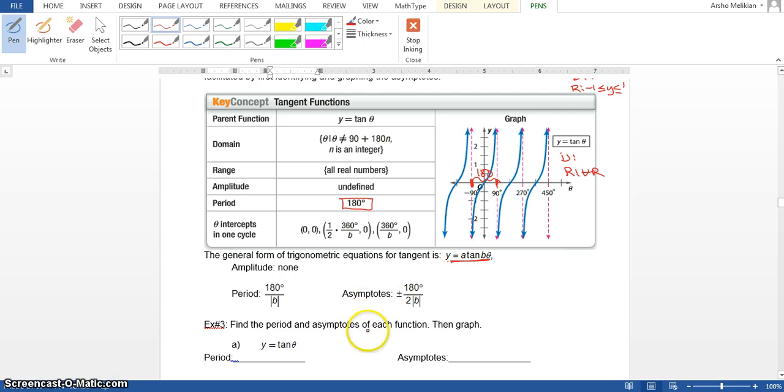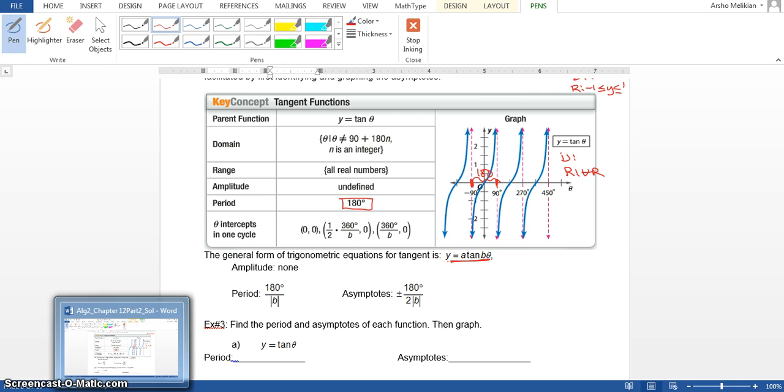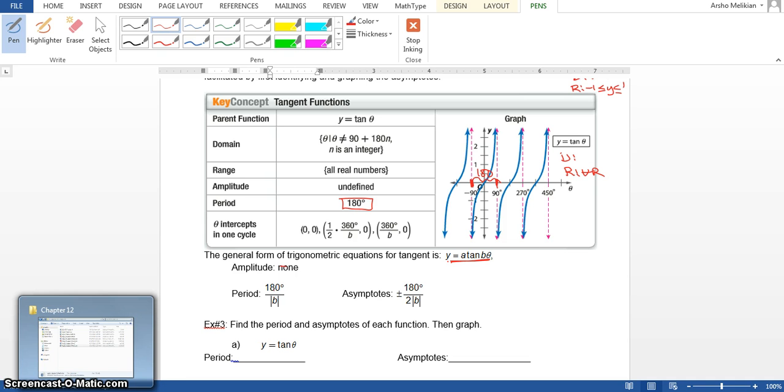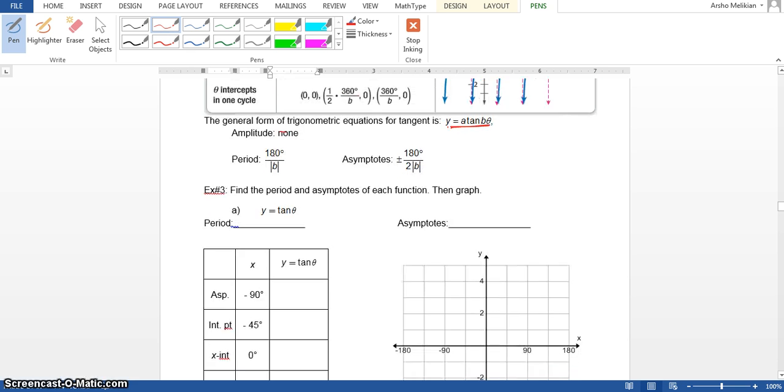The asymptotes are going to be plus or minus 180 over 2B. And I'll show you exactly how that works. And we don't talk about amplitude for tangent because the range is all reals. It goes up and down to positive and negative infinity.